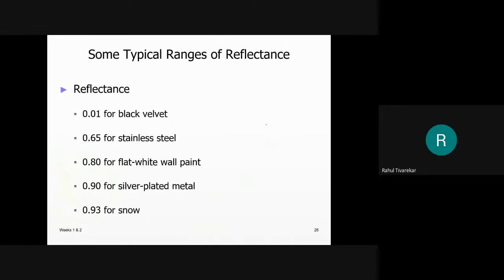We saw some examples in the last lecture that the reflectance is more for snow, and it is very less for black velvet, and because of these different reflectance properties they can be easily identified with different intensities.